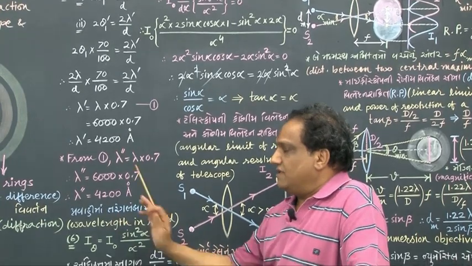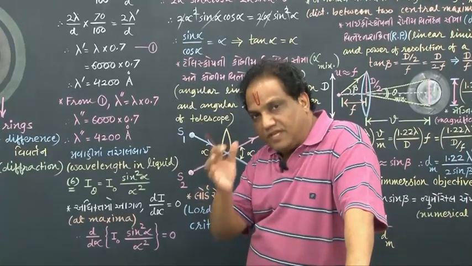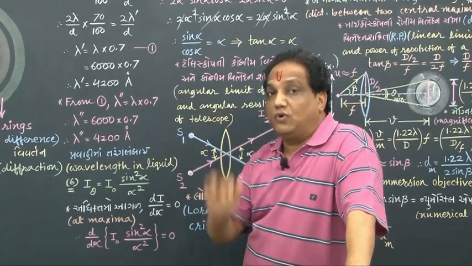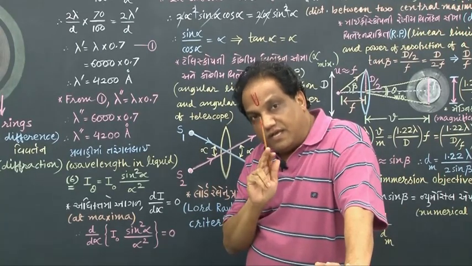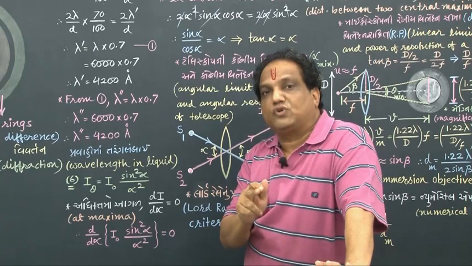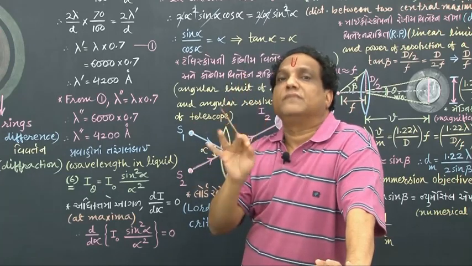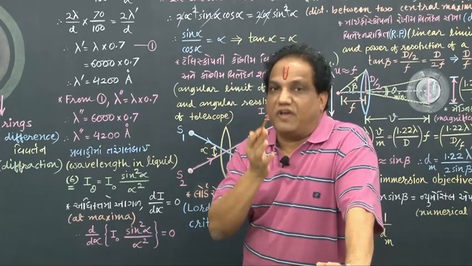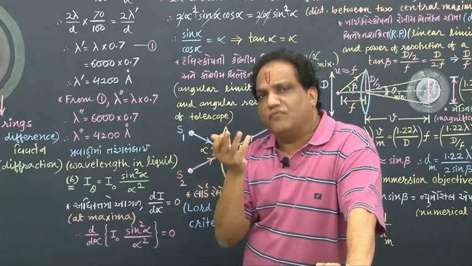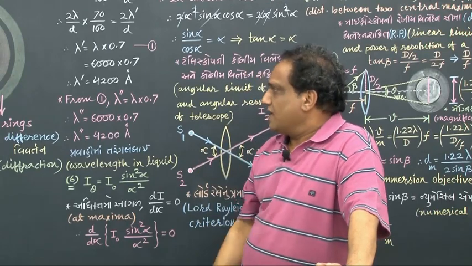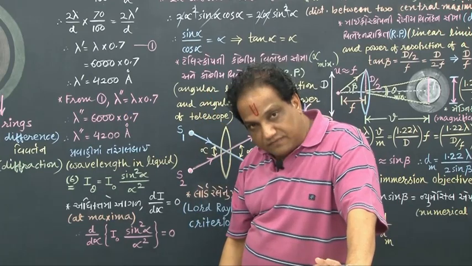Now in the second half of the statement, you know what they have said? This whole experimental setup is now immersed in some unknown liquid, correct? And when we do that, in that unknown liquid there is also a decrement in the angular width of the central maximum by the same percentage, that is by 30% only. If the angular width decreases by 30%, then what is left? 70%. Okay. Now find out the wavelength of light in that unknown liquid.